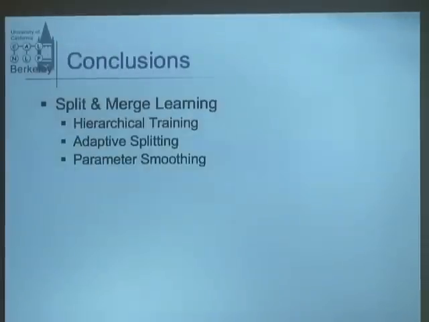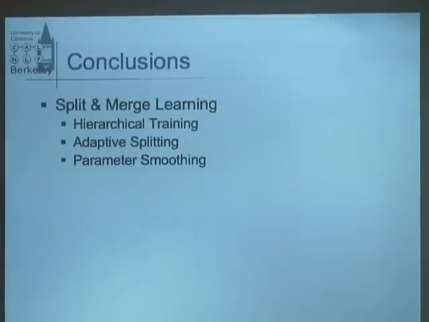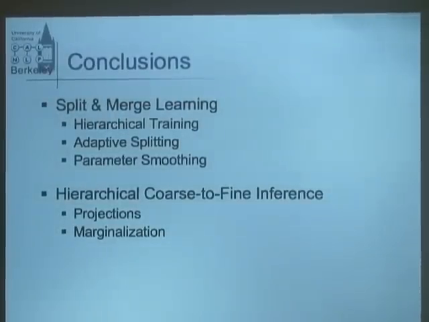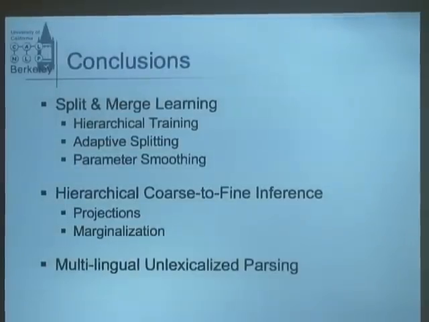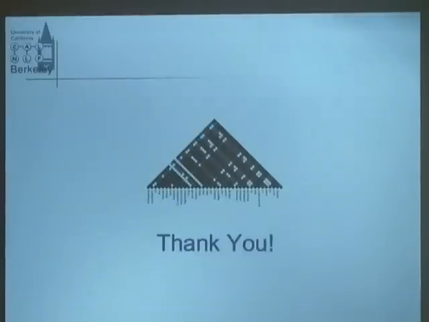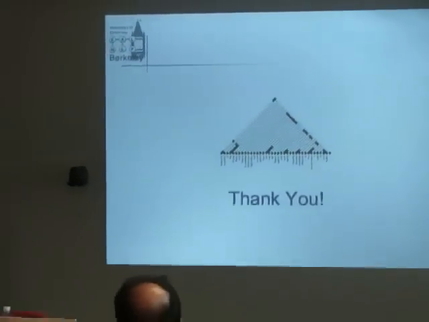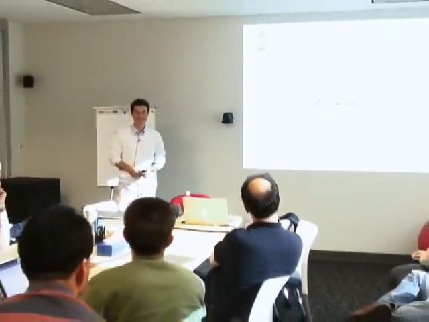So to conclude, I talked about split and merge learning of hidden structures, and I showed a hierarchical training procedure that allows us to do an adaptive splitting, and combined with parameter smoothing gives very good accuracies. And on the inference side, we talked about projections of these models to coarser versions to speed up the parsing, and about marginalizing out the hidden structure. I just had one slide on that. And it works for many languages. So the parser is on our webpage, and if you want to play with it, you can do so. And yeah, if you have questions.